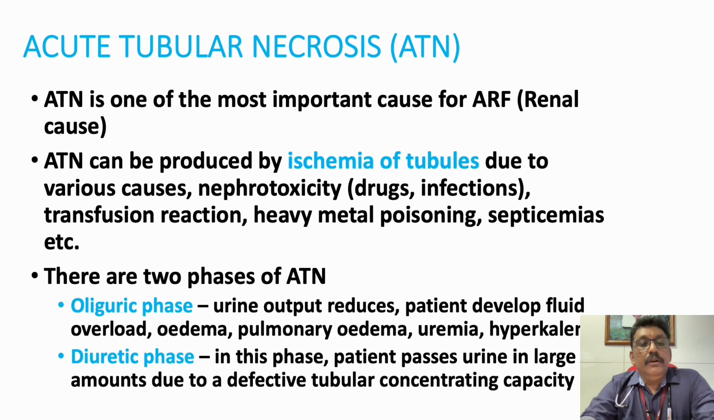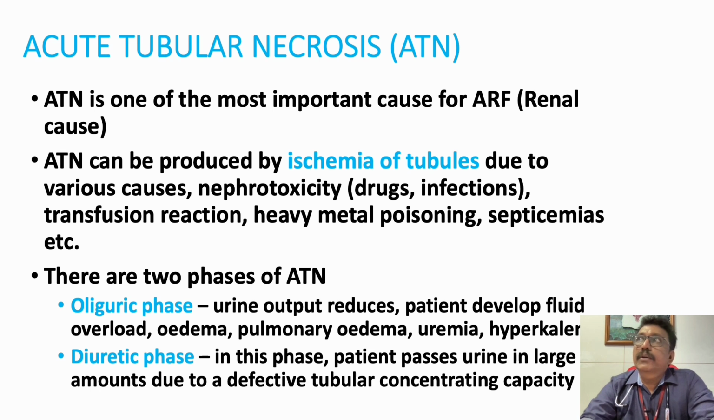There are two phases of acute tubular injury. The first one is the oliguric phase. The patient's urine output reduces, and the patient develops fluid overload, pulmonary edema, breathlessness, hyperkalemia, all these things. The second phase, or recovery phase, is the diuretic phase. During this phase, the patient loses a large volume from the body as increased urine output. So that is a good sign in acute tubular injury.